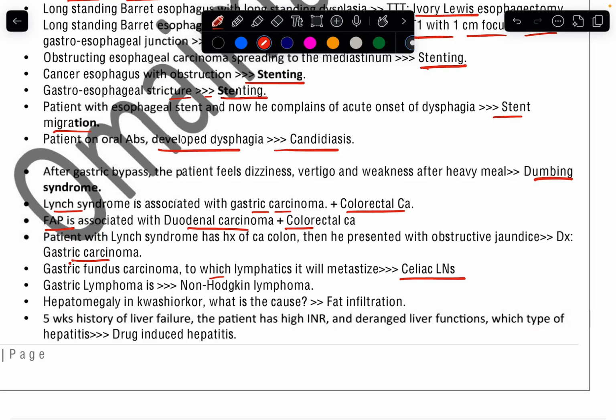Patient with lymphoma, now non-Hodgkin lymphoma. Gastric lymphoma is non-Hodgkin. Hepatomegaly in kwashiorkor. What is the cause? Fat infiltration. 5-week history of liver failure, patient has high INR, deranged liver function. Which type of hepatitis? Drug-induced hepatitis.